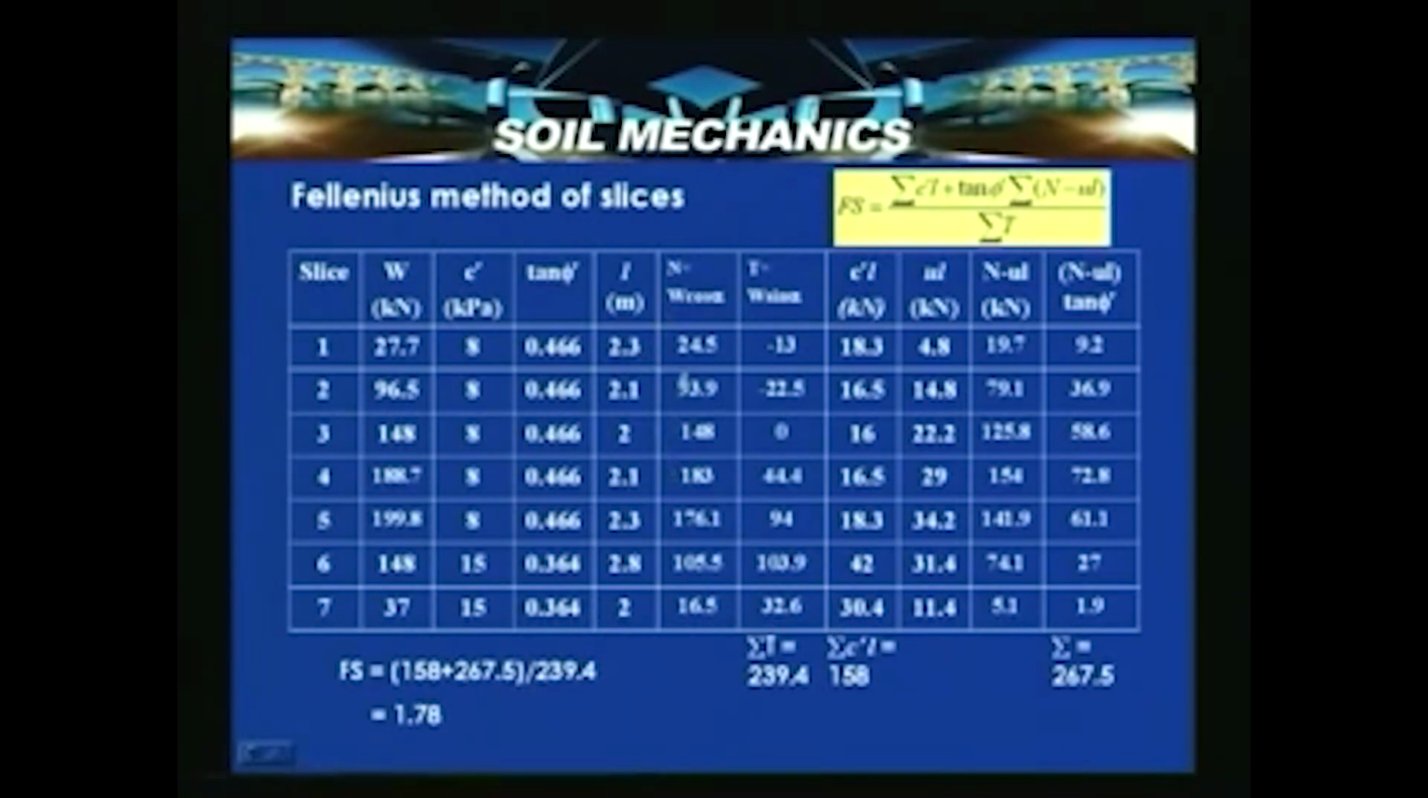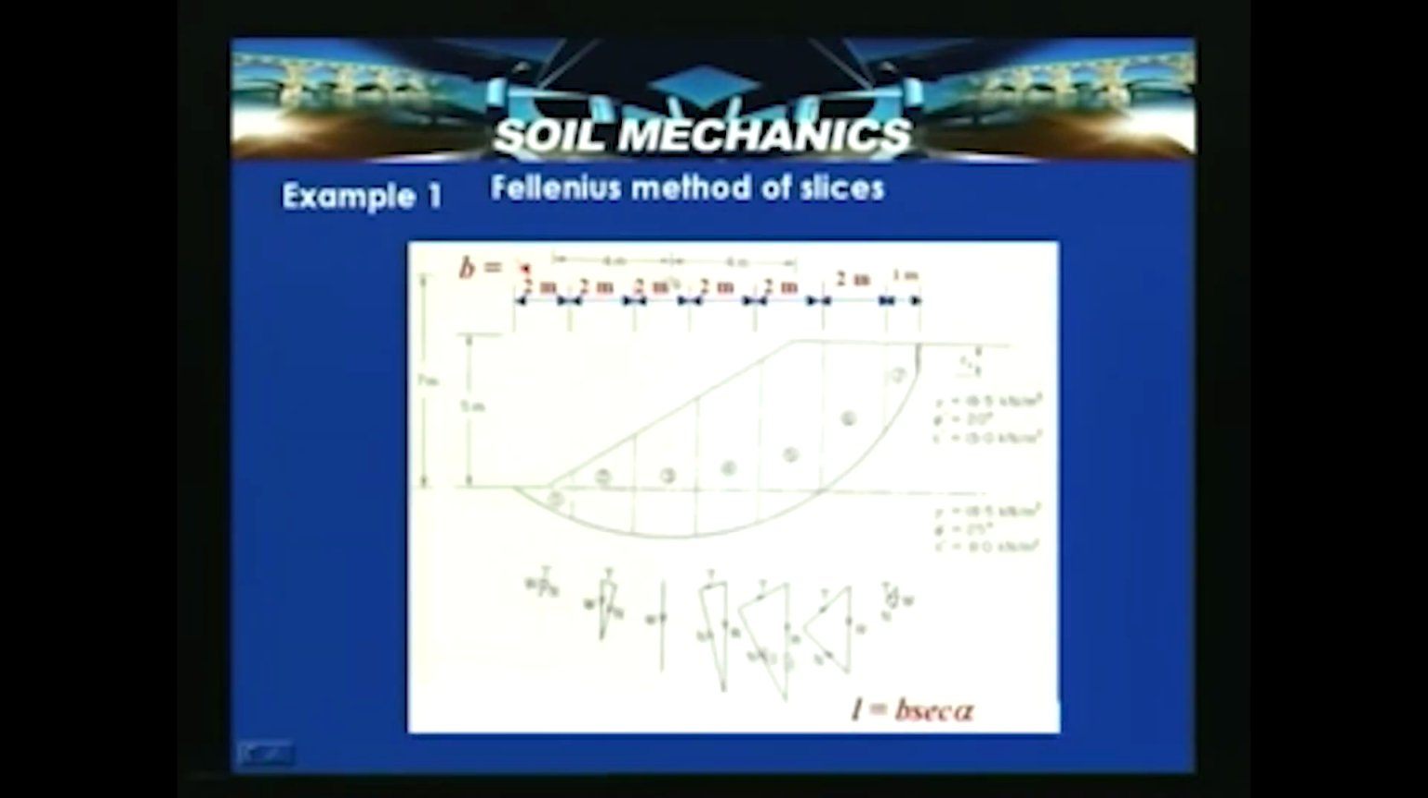Now N is equal to W cos alpha, T is equal to W sin alpha. These components are shown here: W cos alpha is this component and W sin alpha is this. This is the one which causes the driving moment.